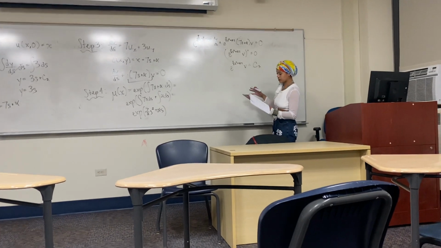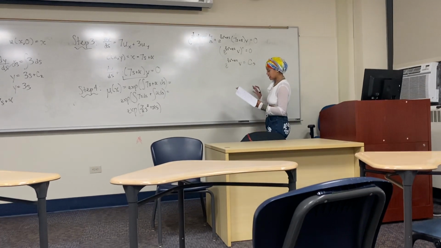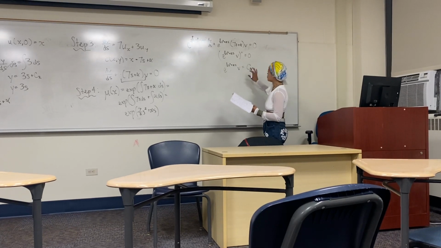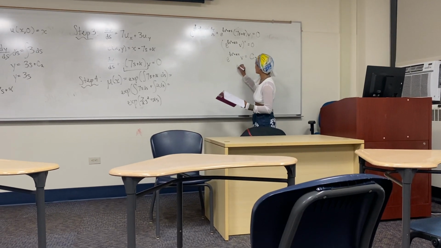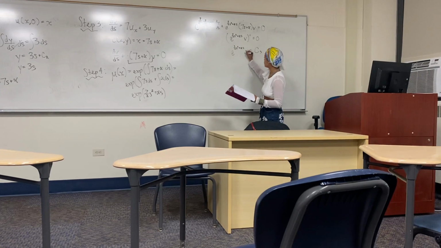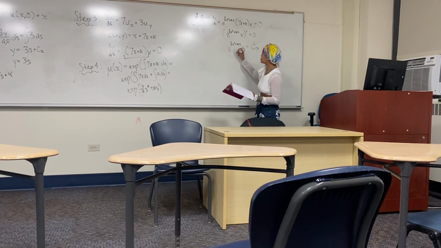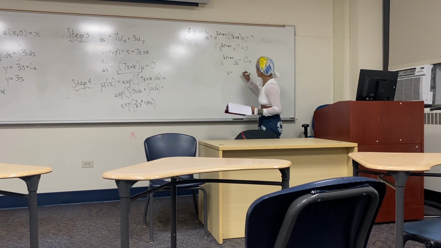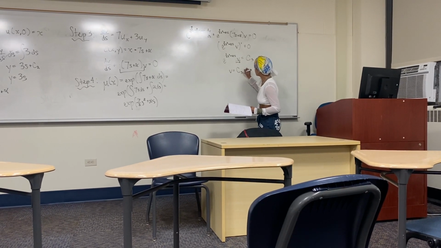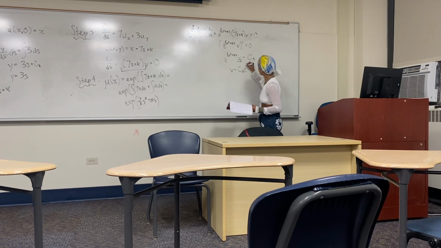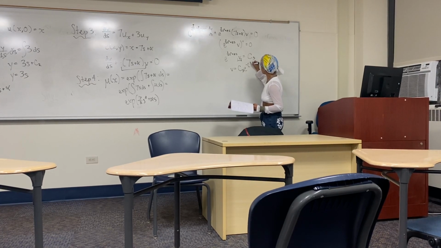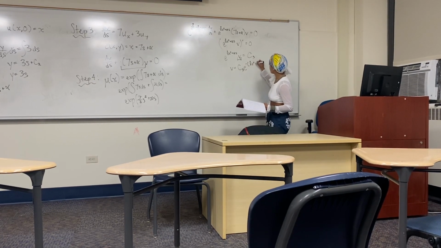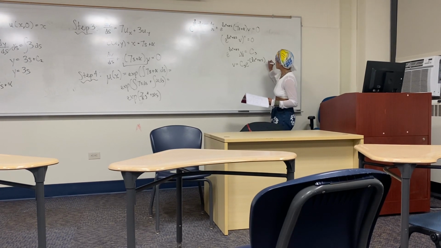And like the previous example, this constant, oh wait, my bad. I'm getting ahead of myself. We need to get v alone and have it isolated. So we're just going to divide by this value. We end up with v equals C3 e raised to the negative 7 over 2 s squared plus alpha s.